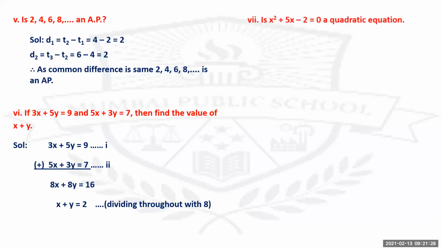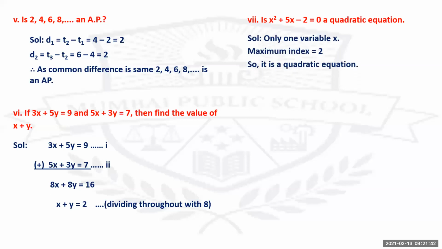Next: is x square plus 5x minus 2 a quadratic equation? According to the definition of a quadratic equation, the highest index should be 2. Only one variable is there, x, and the maximum index is 2. So yes, it is a quadratic equation. Is this clear to all the students?